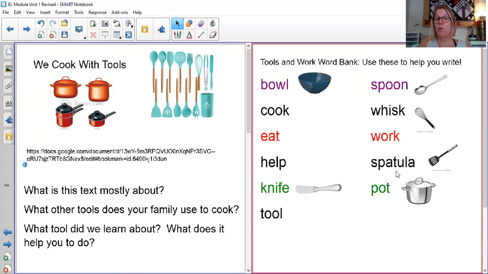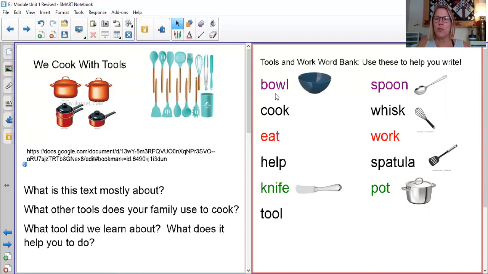This next word is huge. Spatula. Spatula. And then the last word is easy to tap out. It's a 3-letter word. It's called a CVC word, consonant, vowel, consonant. The word is pot. P-O-T. I'm going to read the word and I would like you to echo after me.